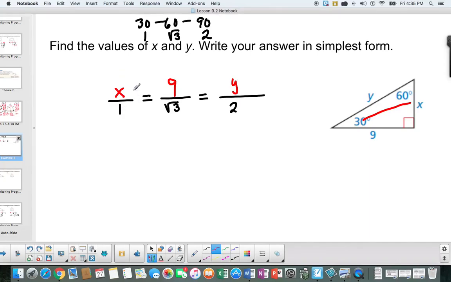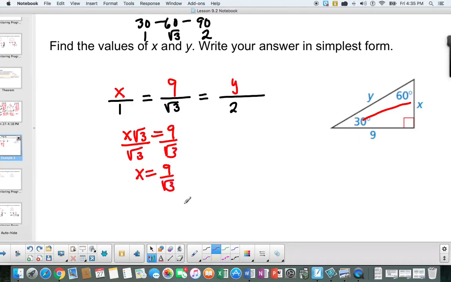So they all have to be proportional. The sides are in proportion. All right, I'm going to multiply these two, so this is going to be x root 3 equals 9. I'm going to divide both sides by root 3, and I'm going to get x is equal to 9 over root 3.